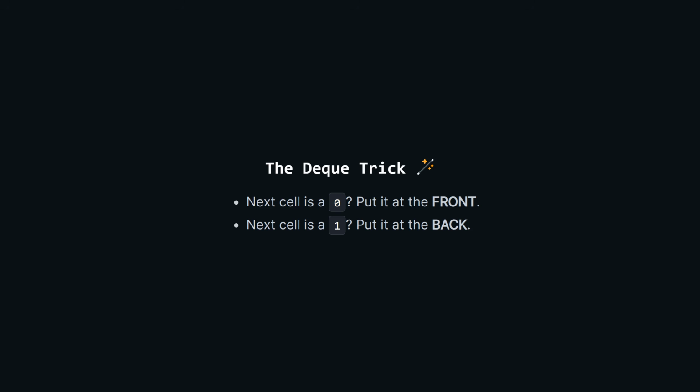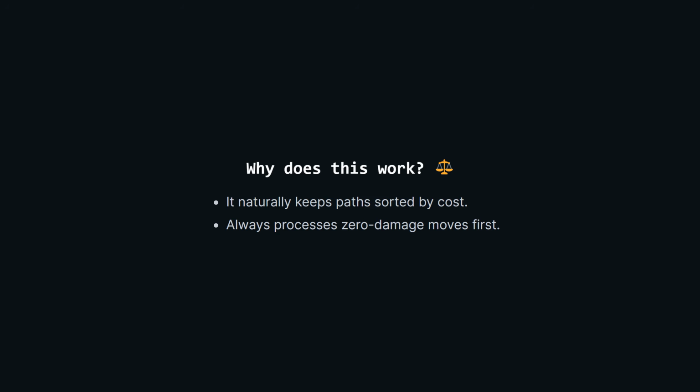Here is the magic trick. If the next cell is a 0, meaning it takes no damage, we put it at the very front of our line so we explore it immediately. If it's a 1, we put it at the back of the line to explore later. This simple front or back rule naturally keeps our options sorted by cost without doing any actual sorting math. It guarantees we always follow the cheapest path first.